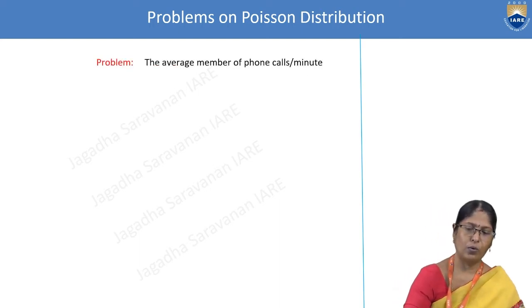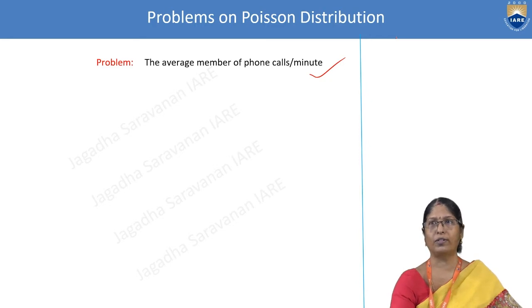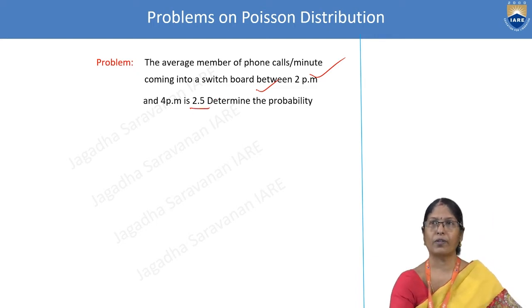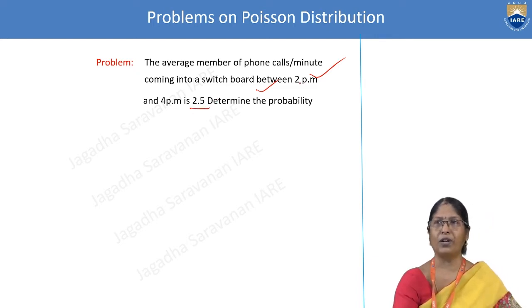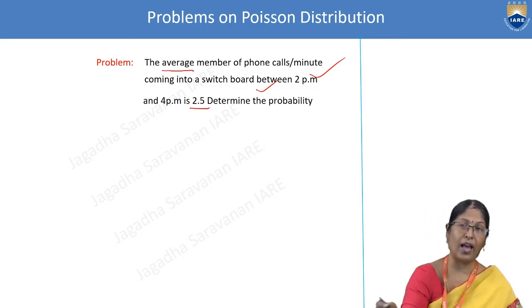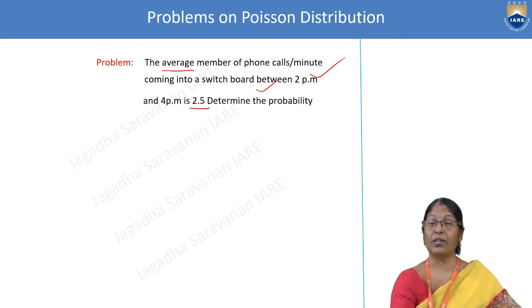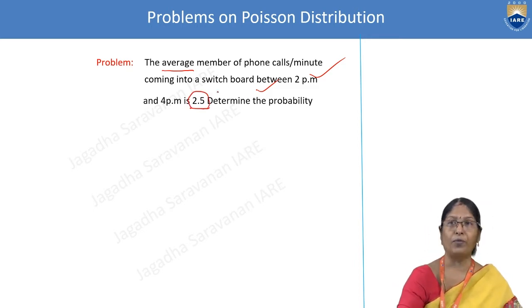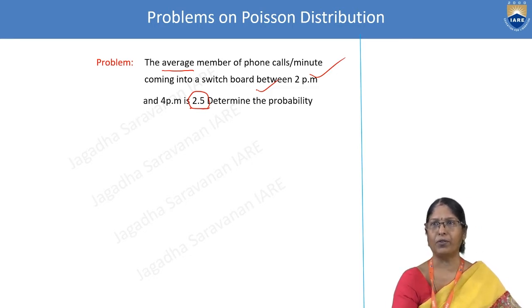To satisfy the formula, all the data available we are able to pick from the question. Problem: the average number of phone calls per minute coming into a switchboard between 2 p.m. and 4 p.m. is 2.5. That is the particular time we are taking. Here again, right at the start, the word average is there, so we decided we can solve this problem with the Poisson distribution formula. Here 2.5 is there, so lambda can easily be picked.